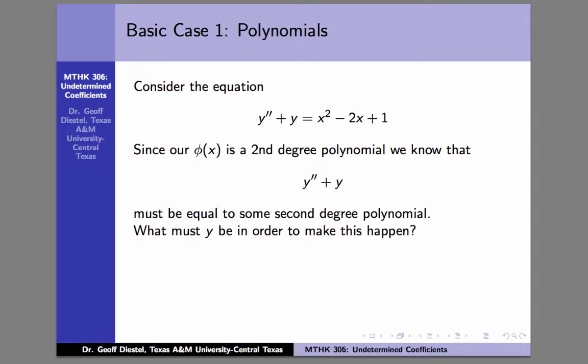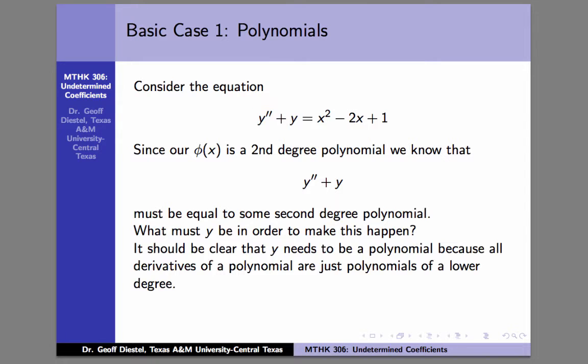So again, what must y be in order to make this happen? Well, let's just think about it. y is going to have to be a polynomial, because if I have y as a polynomial, its second derivative is a polynomial, and when you add polynomials and regroup terms, you have a polynomial. So it has to be a polynomial, but also it basically has to be a second degree polynomial. Let's think about that.